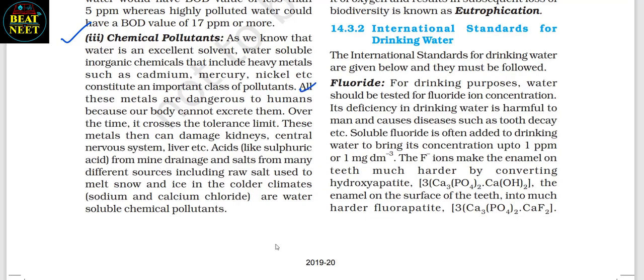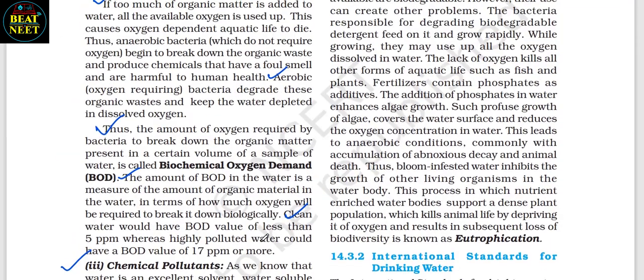All these metals are dangerous to humans because our body cannot excrete them. Over time, it crosses the tolerance limit. These metals then can damage kidneys, central nervous system, liver, etc. Acids like sulfuric acid from mine drainage and salts from many different sources, including raw salt used to melt snow and ice in the colder climates, that is, sodium and calcium chloride, are water-soluble chemical pollutants.